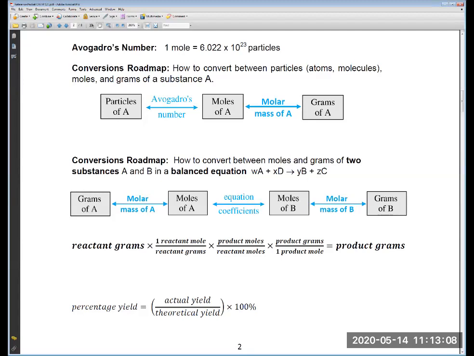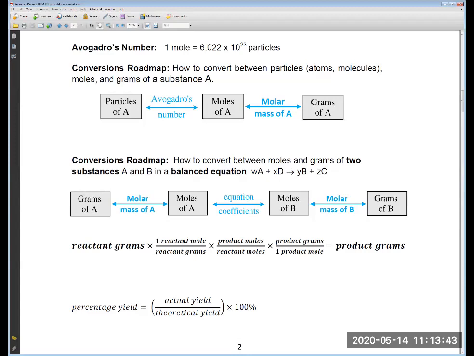And if it's not moles but grams that are given, then you need first to change the grams of A to moles of A using the molar mass of A. And then you can change the moles of A to moles of B. And if the question was asking for grams of B, then you need to continue and change the moles of B to grams of B using the molar mass of B. And so there is an example of what a calculation would look like if you change reactant grams into product grams. And this is what we did today.